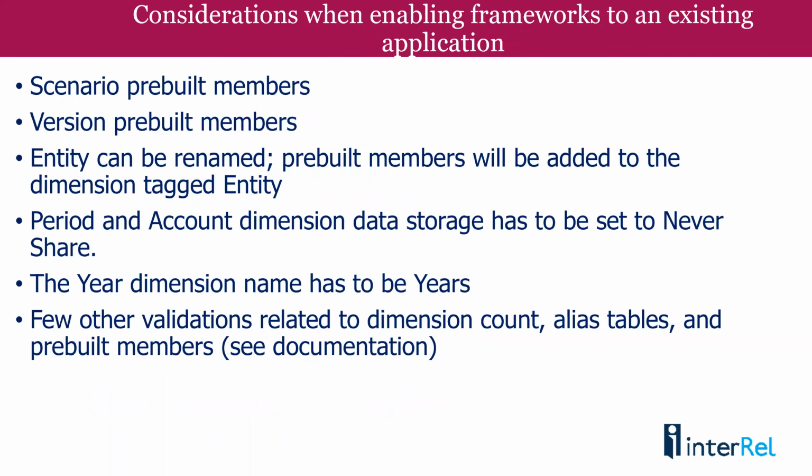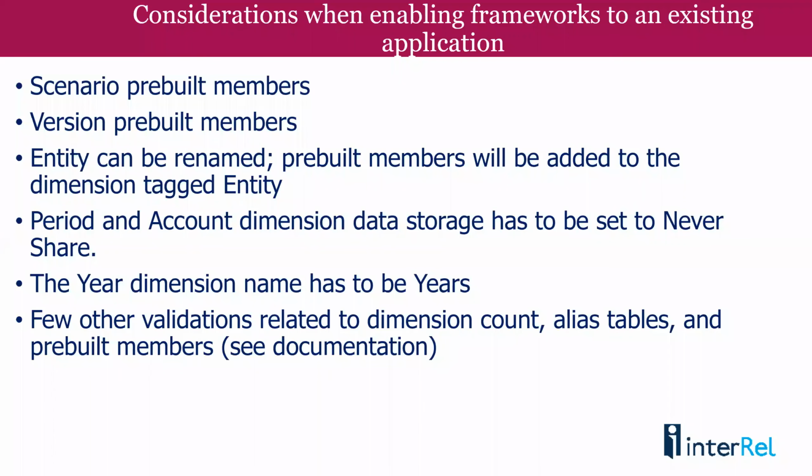And we kind of talked about that scenario. So when you enable frameworks, the out-of-the-box members always have an OEP_ prefix for common ones, like scenario and version. For members specific to the framework, like if I'm enabling financials, my out-of-the-box members will have an OFS_ prefix. My workforce will have WP_ or WF_. So there are framework-specific out-of-the-box prefixes, and then there's the generic out-of-the-box prefix, like I said, for scenario and version.